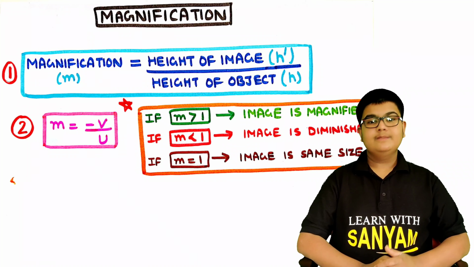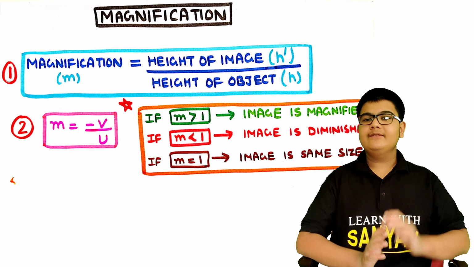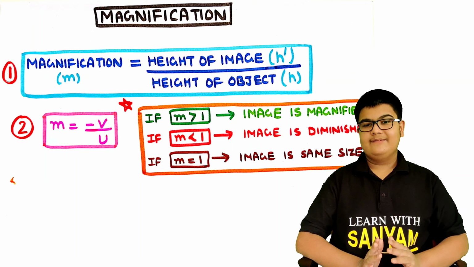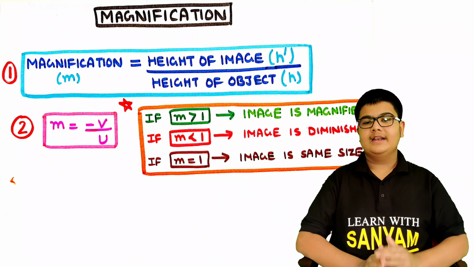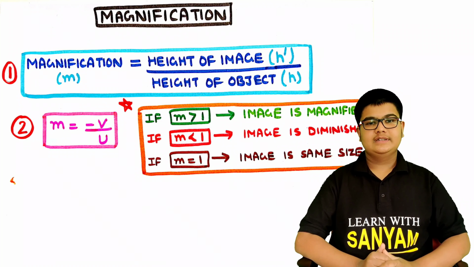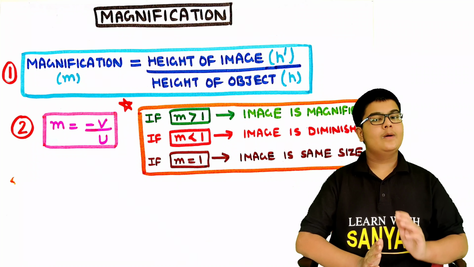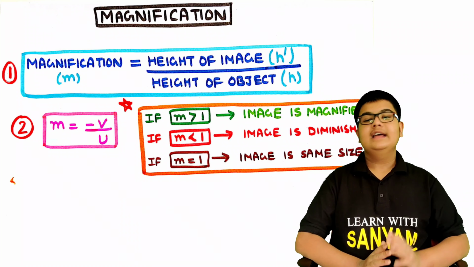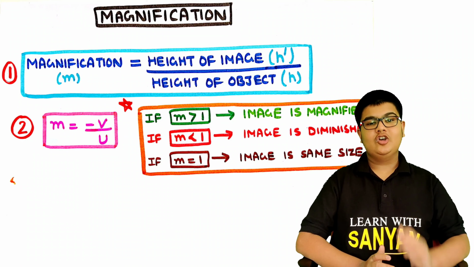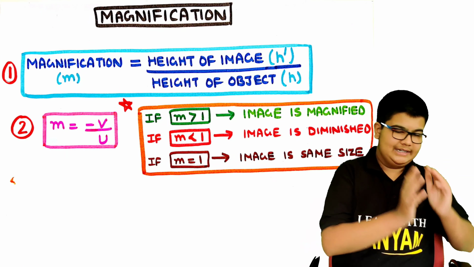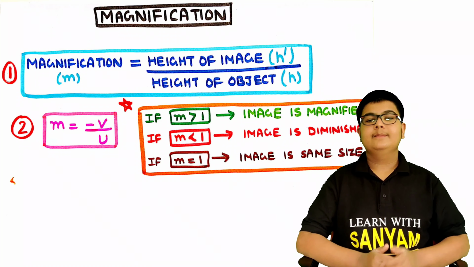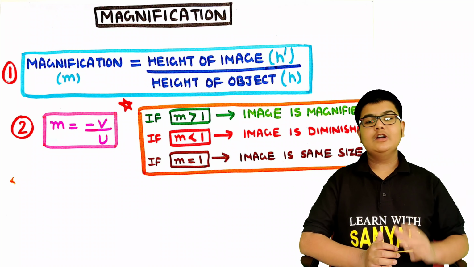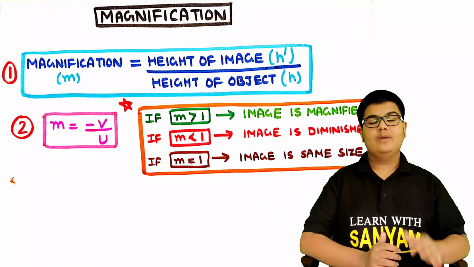Now, if magnification comes out to be greater than 1, then the image is magnified. But if the magnification comes to be lesser than 1, then the image is diminished. This means that the image is smaller in size than the object. And finally, if the magnification comes to be equal to 1, then the image is of the same size as the object. So magnification greater than 1, image is larger than the object. Magnification lesser than 1, image is smaller than the object. Magnification equal to 1, image is the same size as the object.